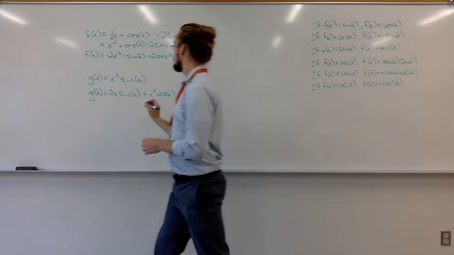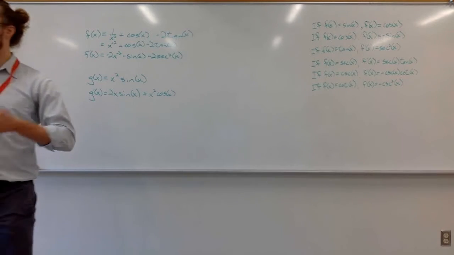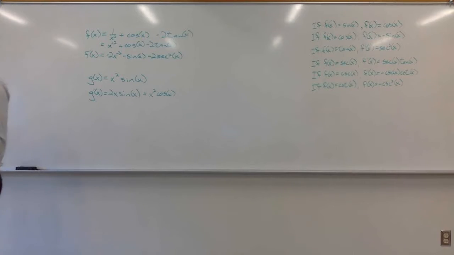No. So in this case, there isn't any distribution you can do. So the product rule is the derivative of the first times the second plus the first times the derivative of the second. Right? f prime g plus f g prime.